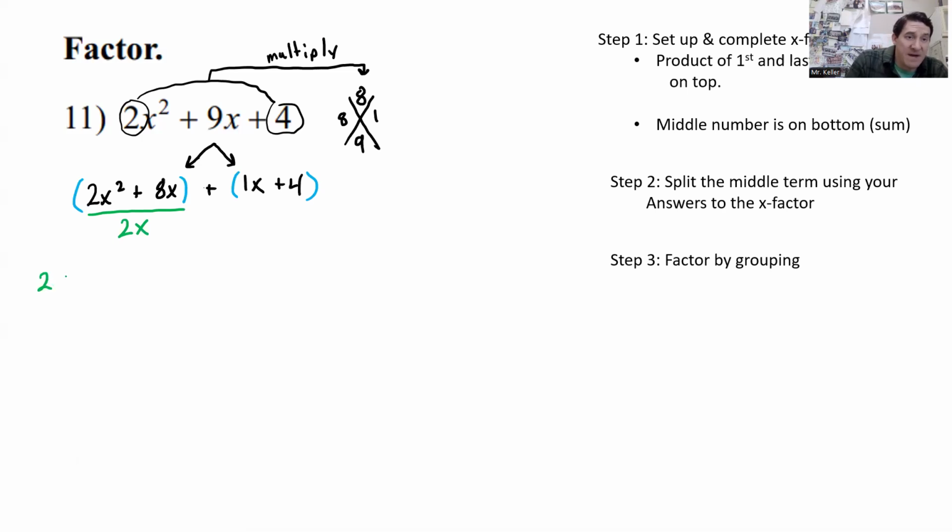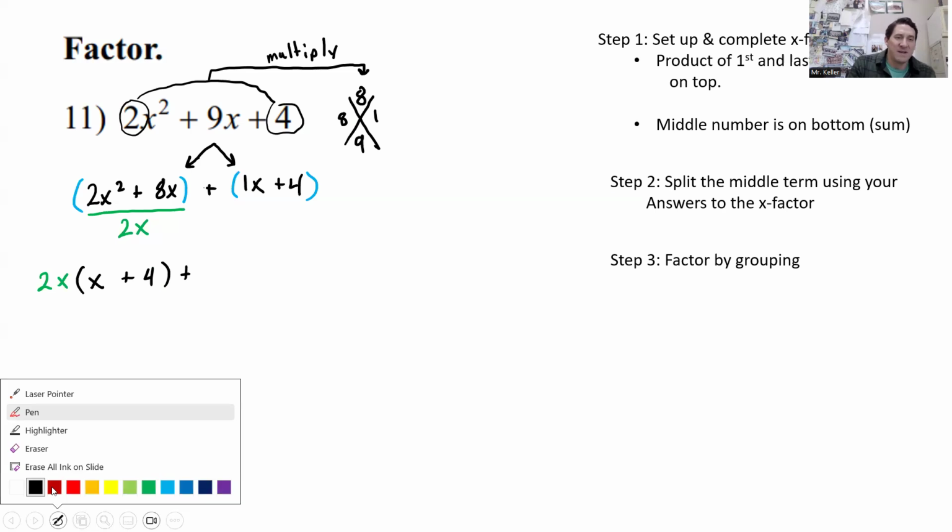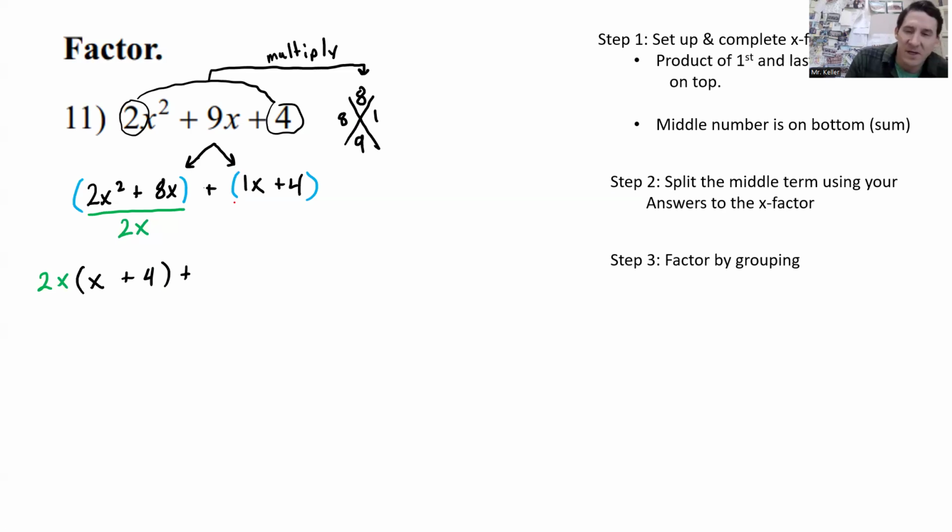So that first grouping factors into 2x times, here 2x squared divided by 2x is x, and 8x divided by 2x is 4. 8 divided by 2 is 4, and the x's cancel out. Plus 1x and 4. That does not have a greatest common factor. What we need to remember when they don't have anything in common is we want to divide by 1, because for the last step of factor by grouping, we need another GCF to group together with that 2x. So we divide by 1.